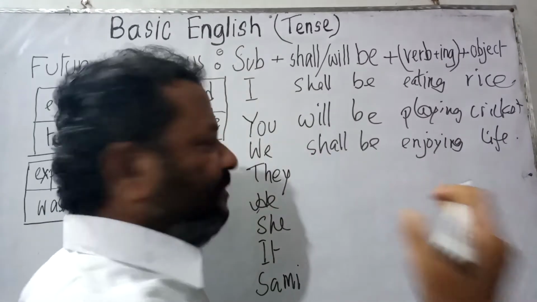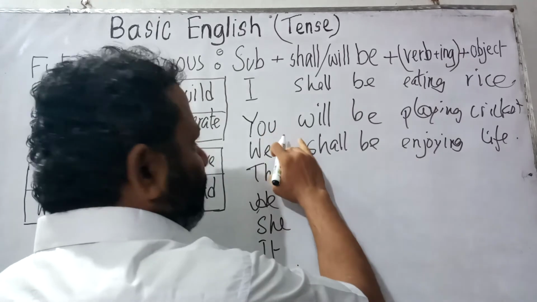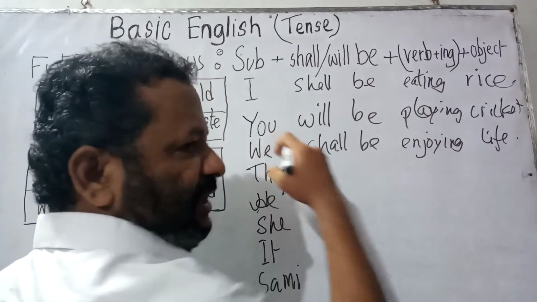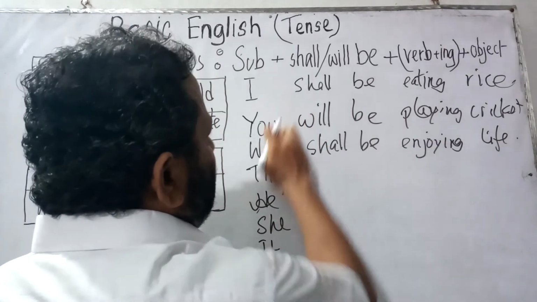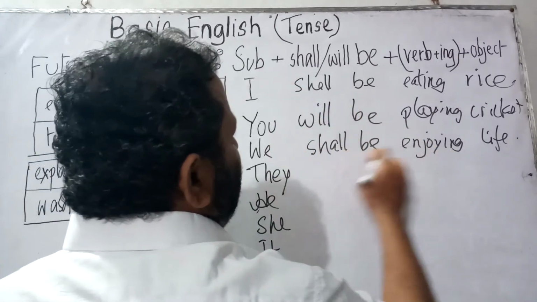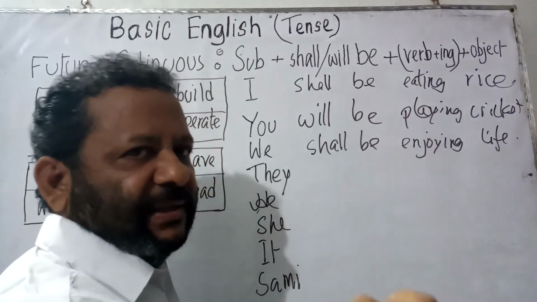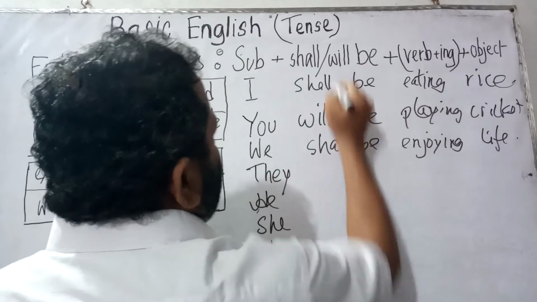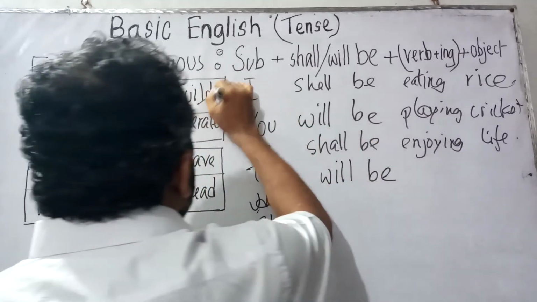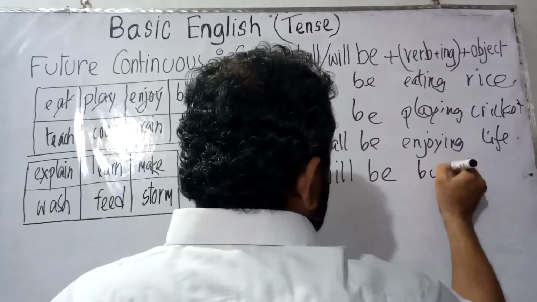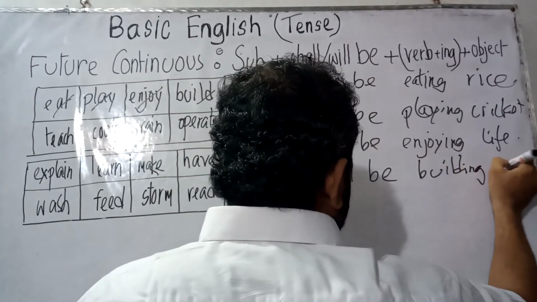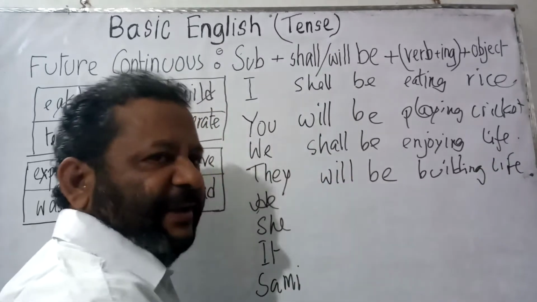Now, instead of we, I can use I. I shall be enjoying life. Then instead of I we can use you. You will be enjoying life. I shall be enjoying life. We shall be enjoying life. Now, let us take the subject they. They will be. When the verb is build, it would be they will be building. They will be building life. They will be building career.